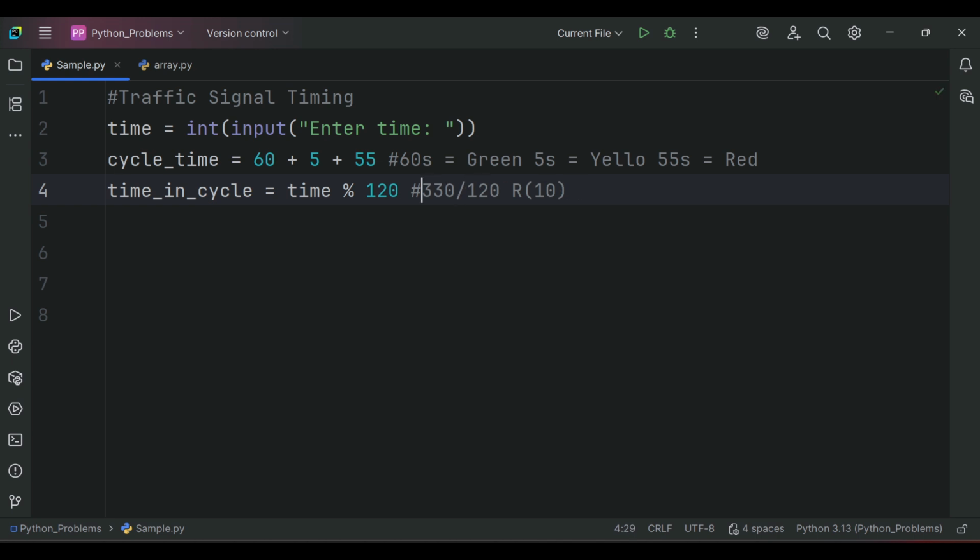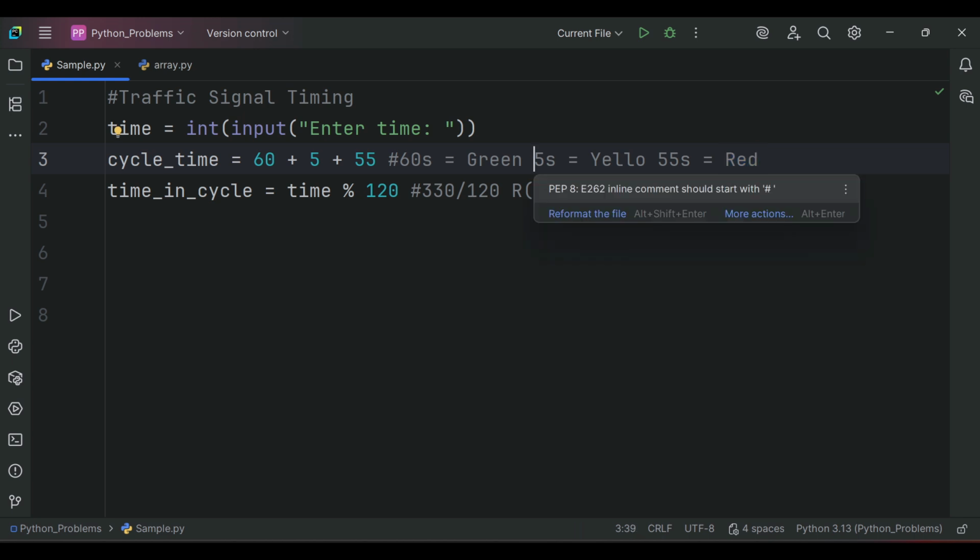330 means 120, 120, 240. 240 of 360, at that time 90. 90 is the remainder. Okay, 90 means at that time it's a red light. The timing is between 50 to 55.